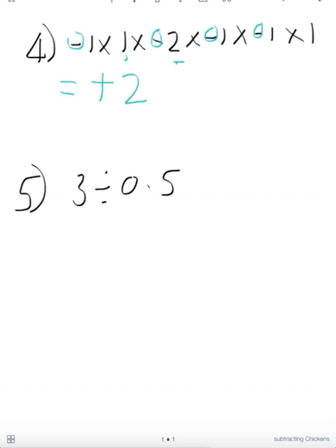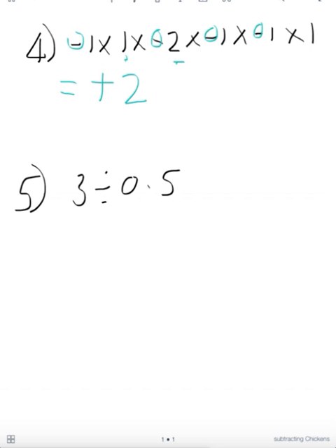Now, number 5, before we do it mathematically, can you work this out mentally? What is the question saying? 3 divided by 0.5 or 3 divided by a half. So if I have 3, just say pizzas, whole pizzas, and I divide each one into halves, how many pizzas will I have? That's another way of looking at it, because sometimes dividing with decimals is actually quite easy.